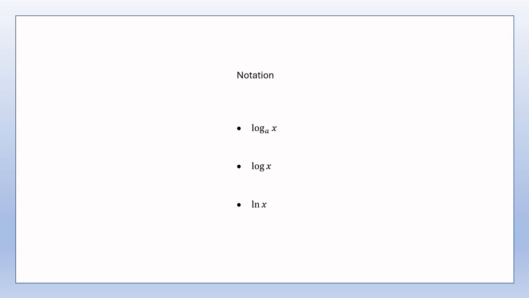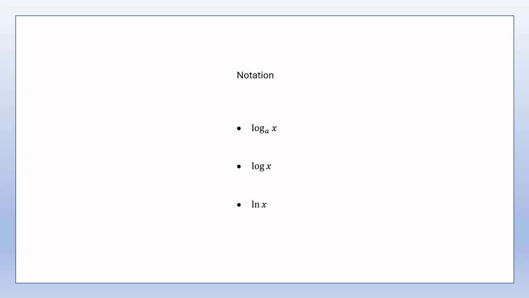Natural logarithms are logarithms whose base is e. That is, the natural logarithm of x is alternative notation for log to the base e of x. Logarithms to this base are very common, and arguably they're the most common logarithms that mathematicians encounter, which is why they kind of have their own notation.